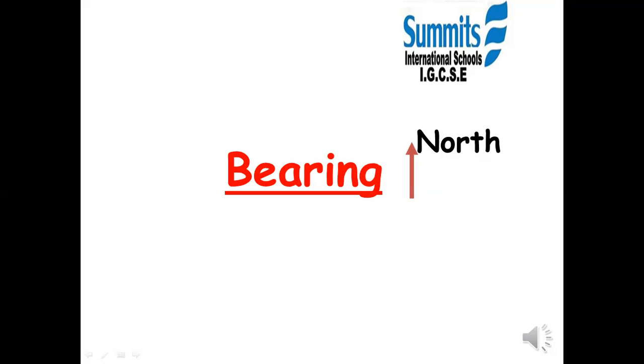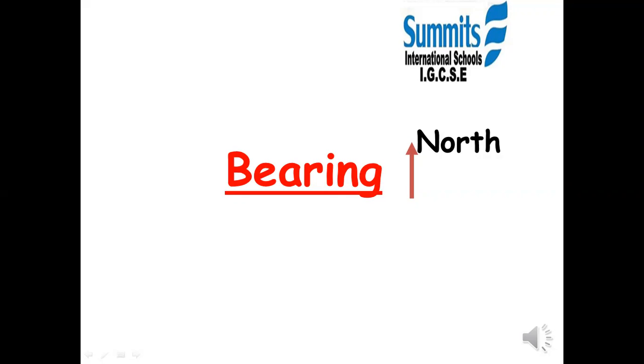What's bearing? Bearing is to know the direction and the distance of a point or a place from another place. It's always used in maps to know the direction and the way that we have to take. This is what Google Maps uses to know your direction and the distance you're going to take. Okay, let's see how we find the bearing.